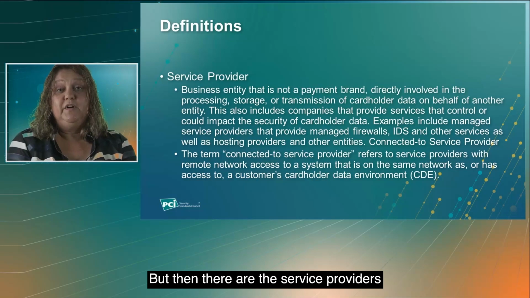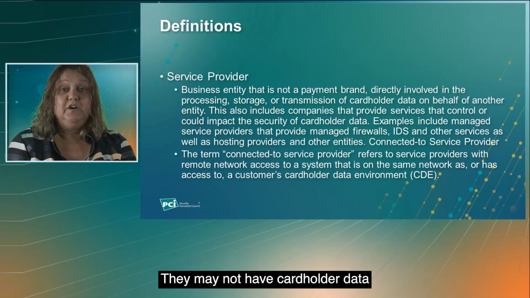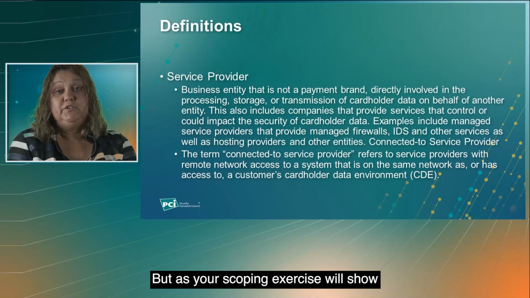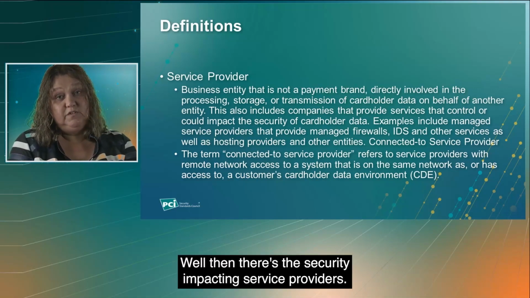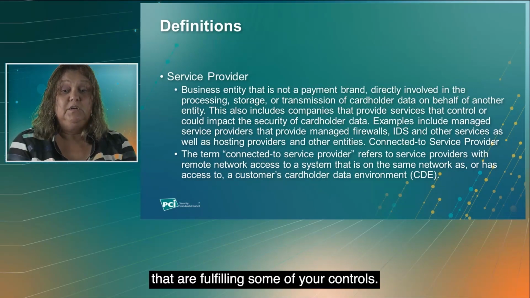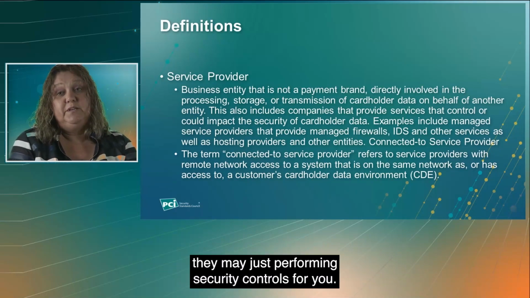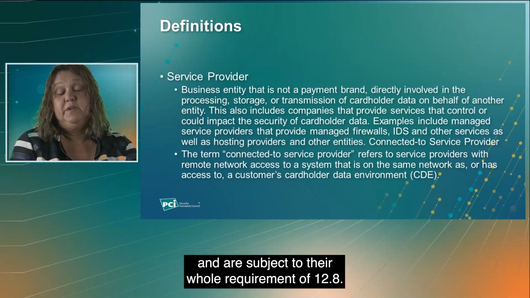But then there are the service providers that are connected to your CDE. They are also in scope. They may not have cardholder data, and they'll be quick to tell you, I don't have any PCI responsibility. But as your scoping exercise will show, connected to is also in scope. Well then, there's the security impacting service providers. Those are the ones that don't have cardholder data either, but they are the ones that are fulfilling some of your controls. They may have access into your CDE, they may just be performing security controls for you. Either way, they're a service provider and are subject to the whole requirement of 12.8.